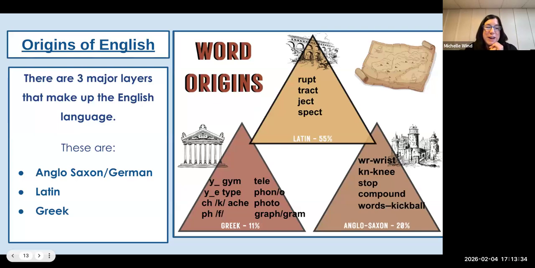The three layers that make up the English language, we have the Anglo-Saxon, the Latin, and the Greek. And this is just to give you a little background knowledge. Greek would be more of those technical math and science words, and they would see that in more of their academic reading.